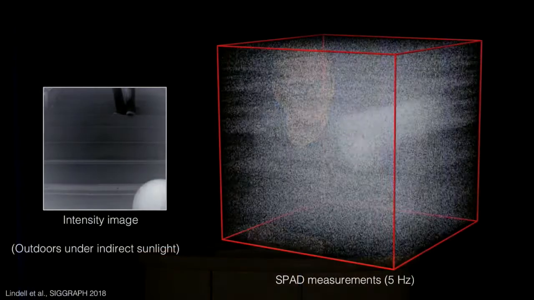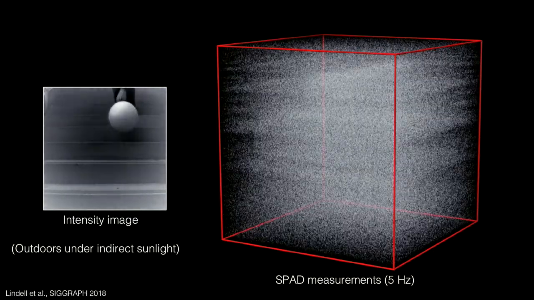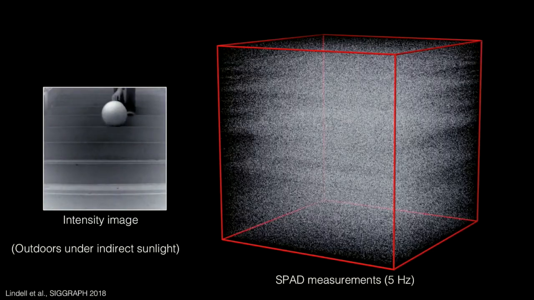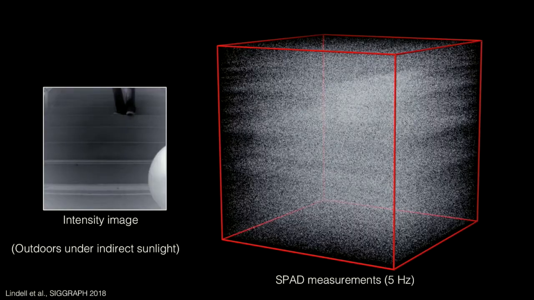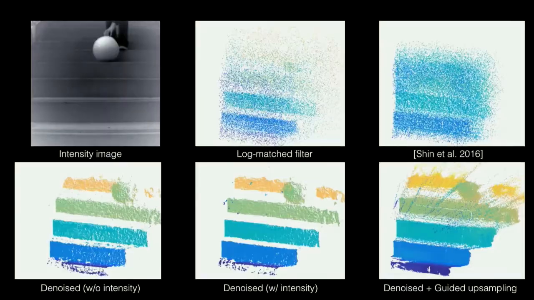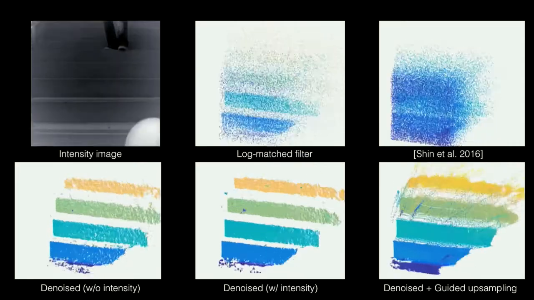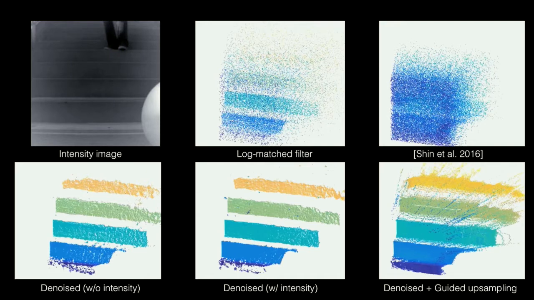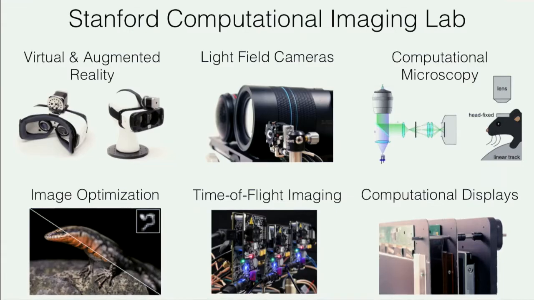And we can try to do this guided upsampling as well to get super resolution. So when you have a lot of ambient light, you can see that this super photon counts is actually almost impossible to do anything at all with, right? Because the ambient light is so strong. But yet our algorithm actually works pretty robustly, even outside. And these are some preliminary results that will be presented at SIGGRAPH later this year.